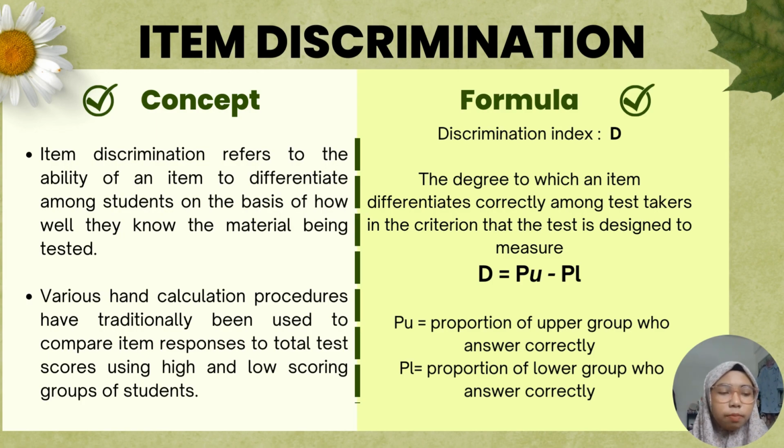Next is the formula. This discrimination index is D, the degree to which an item differentiates correctly among test takers in the criterion that the test is designed to measure. To compute item discrimination, a test is scored, scores are ranked, ordered, and 27% of the highest and lowest scorers are selected. Pu is the proportion of the upper group who answer correctly, and PL is the proportion of the lower group who answer correctly.